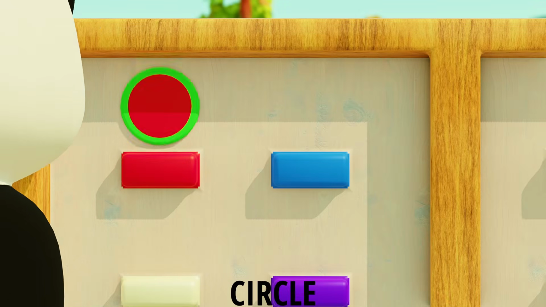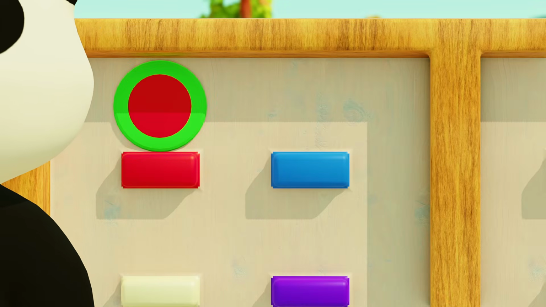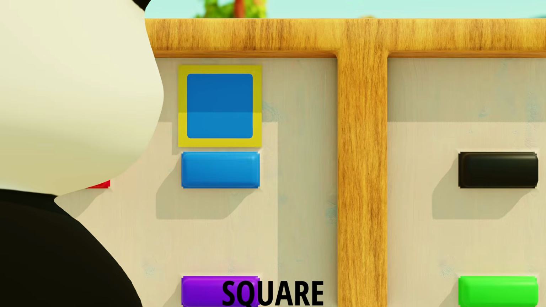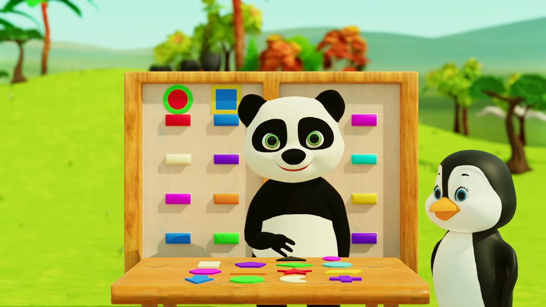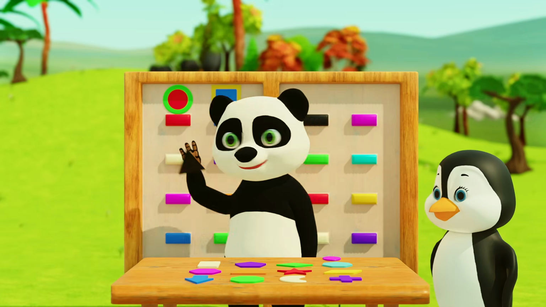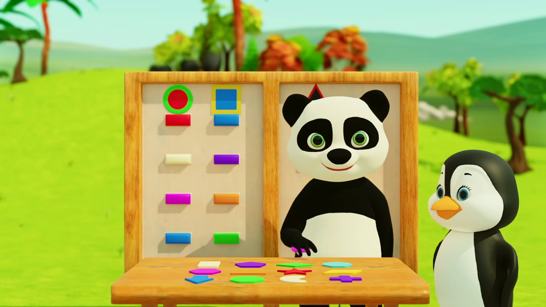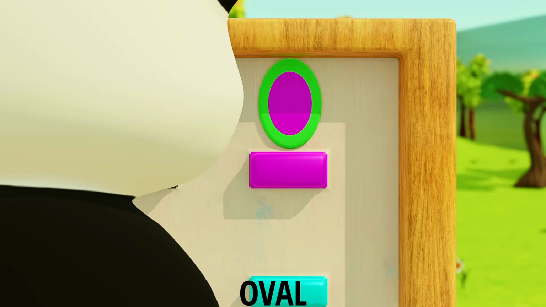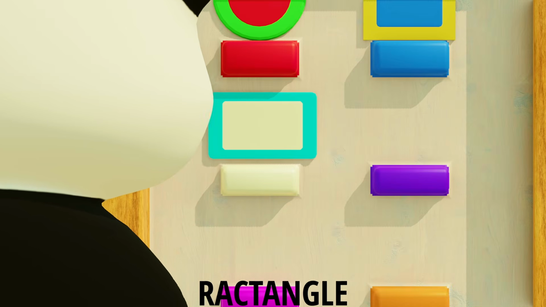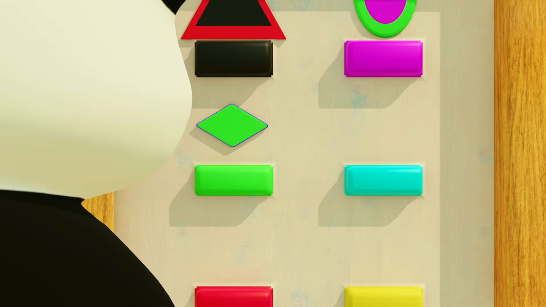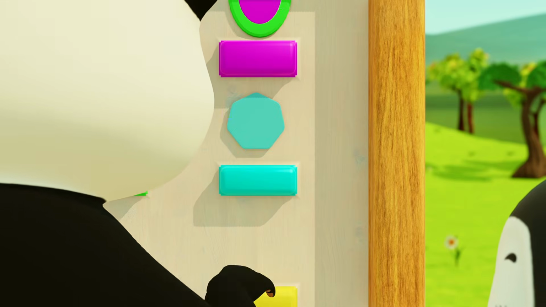This is circle. This is square. This is triangle. This is oval. This is rectangle. This is pentagon. This is diamond. This is heptagon.